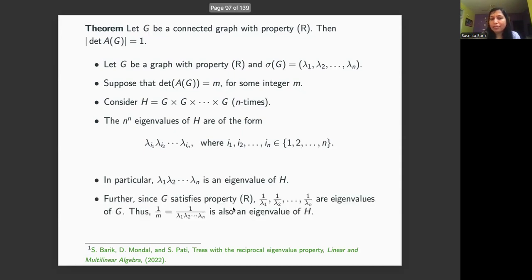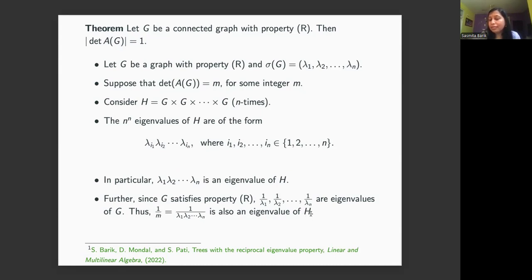So you also have the eigenvalue, because all these are present in G. So you have one eigenvalue of H that will look like 1 by lambda 1 into lambda 2 into lambda n. Okay, so this number 1 by lambda 1, lambda 2, lambda n is also one eigenvalue of H. But lambda 1 into lambda 2 into lambda n is the determinant, which you are taking as m. So 1 by lambda 1 into lambda 2 into lambda n is 1 by m, and that is becoming one eigenvalue of H.